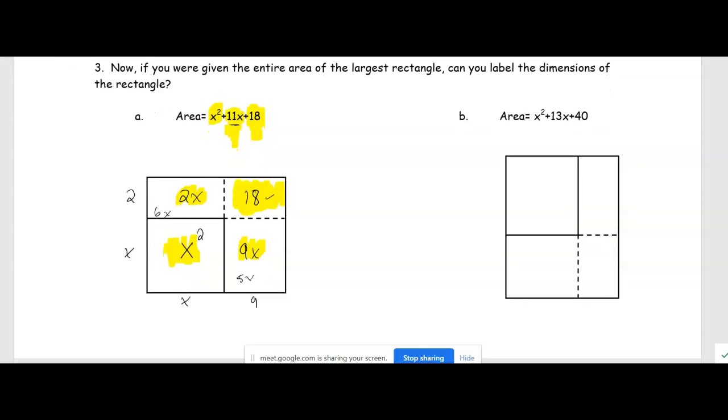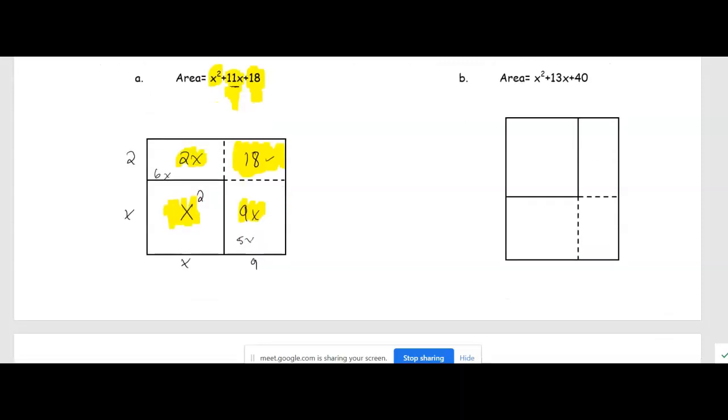All right, see if that made any sense. Try letter B now. If you weren't sure of the first one, now that we've worked through it, see if we can get what you think B would be.